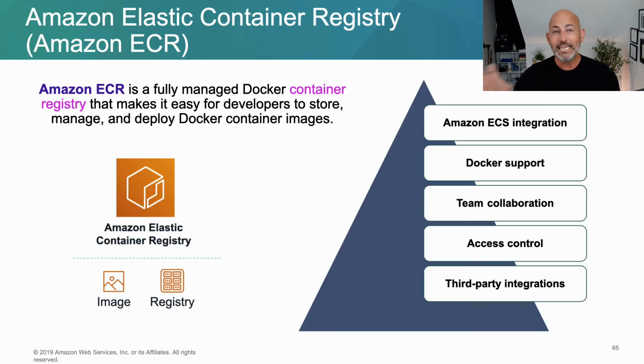So the ECR, which sounds like the other two, ECS and EKS, is the container registry itself. So it would be similar to, for example, Docker Hub, but it's a private hosted service inside of Amazon that has the ability to take charge of all the integration with Amazon. And so it has Docker support, team collaboration, access control. So if you're going to be deploying containers on the AWS platform, you must use Amazon ECR.